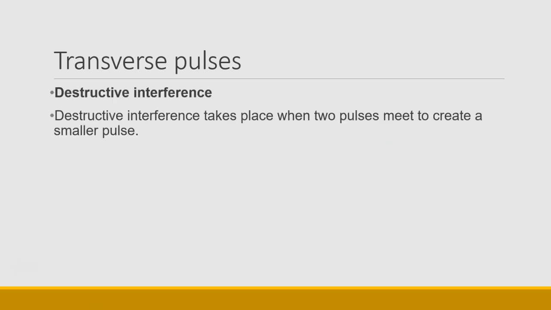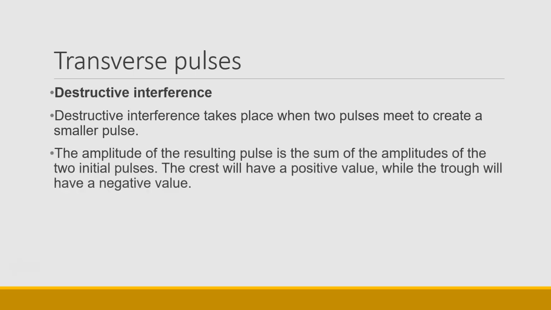Let's take a look at destructive interference. Destructive interference takes place when two pulses meet to create a smaller pulse. So in this case, we have the amplitude of the resulting pulse which is going to be, again, the sum of the amplitudes of the two initial pulses. But the way that we calculate this is that the crest will have a positive value and the trough will have a negative value. So in the case of destructive interference, we always have a crest and a trough.